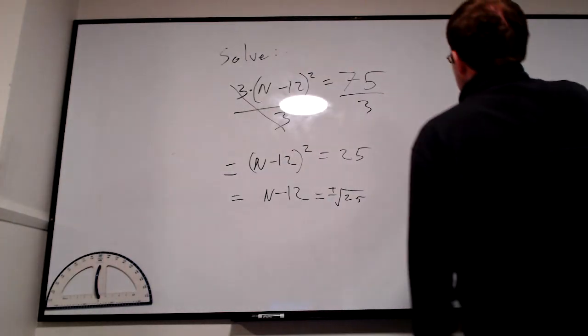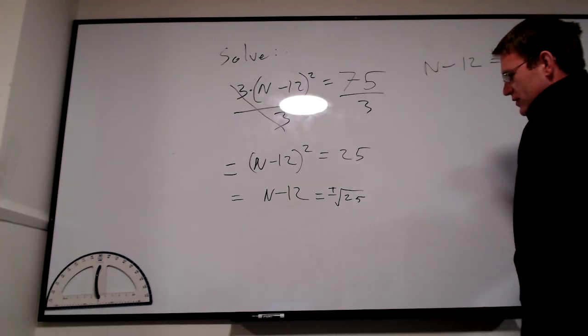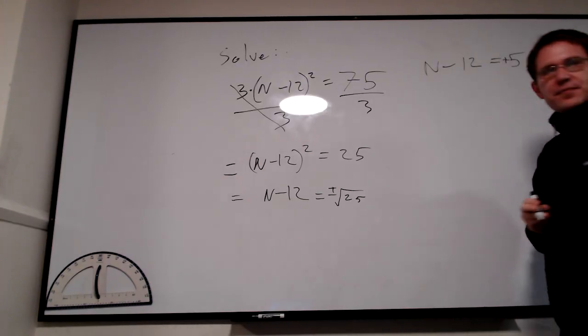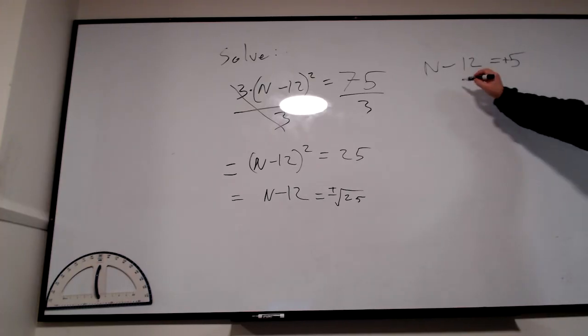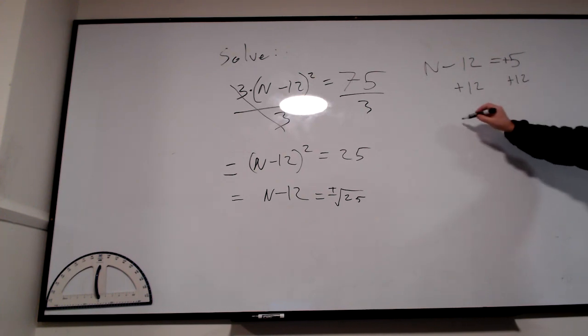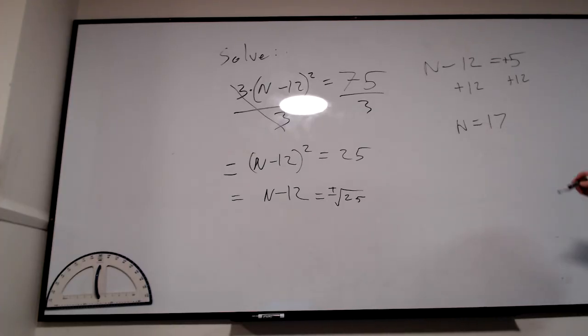So we have n minus 12 equals, so we'll start with positive 5. We have to solve it twice, right? Because there's 2 answers. So now we can add 12 here. So then n equals 17. That's the first answer.